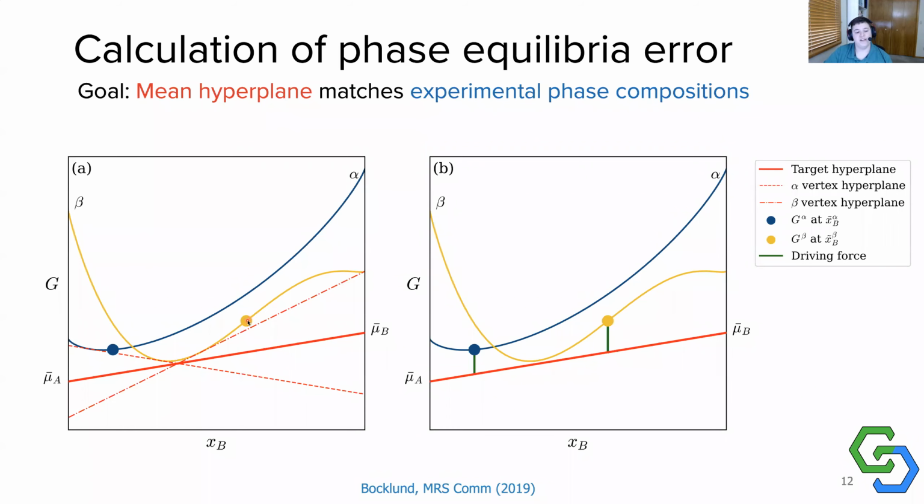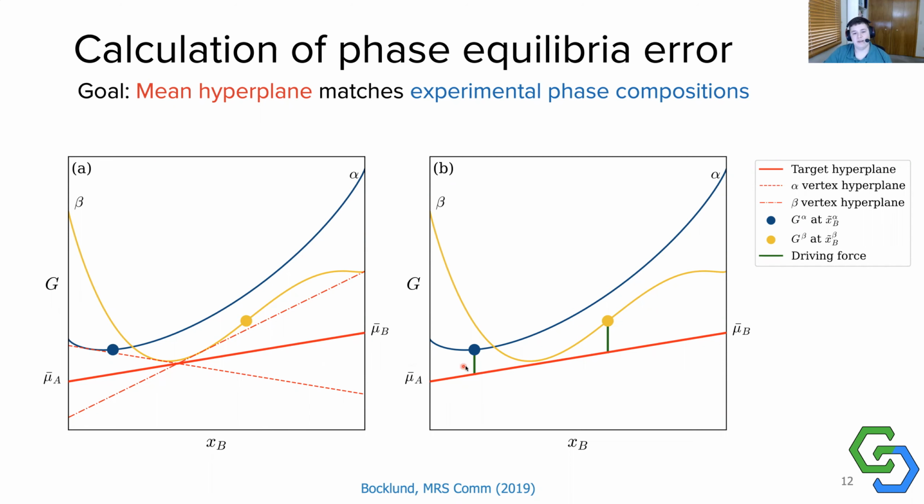And so this composition for the set of parameters is inside this miscibility gap. And so we get this corresponding hyperplane. And so then we define the target hyperplane as the mean of the chemical potentials of all the different vertices hyperplanes. And so that's the solid line. And so that's the first step, is determining this target hyperplane.